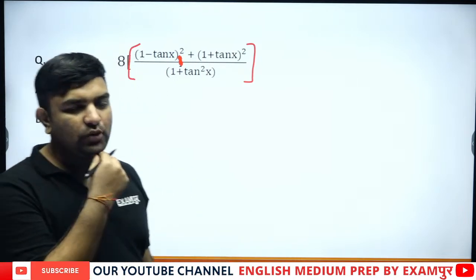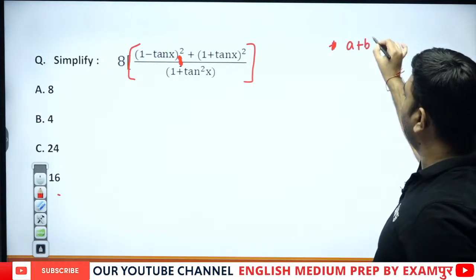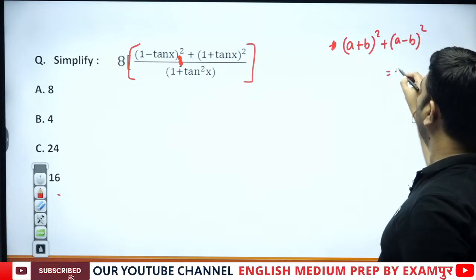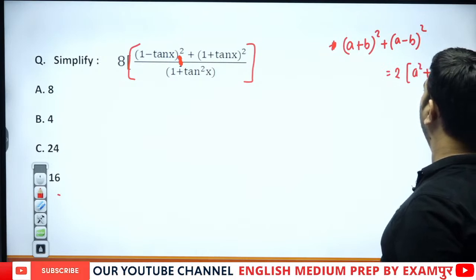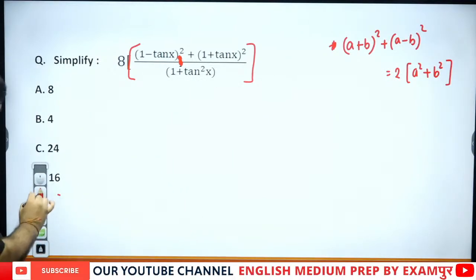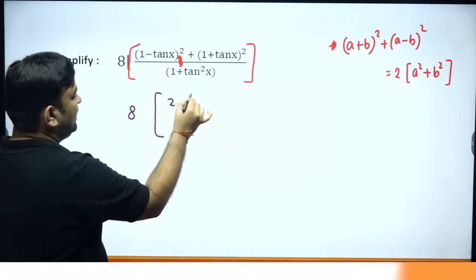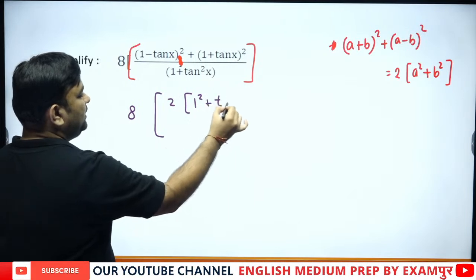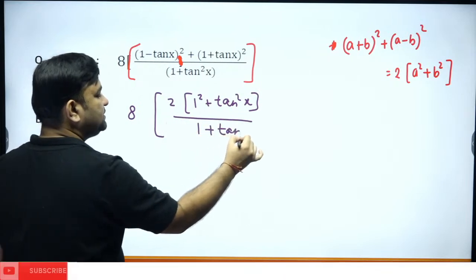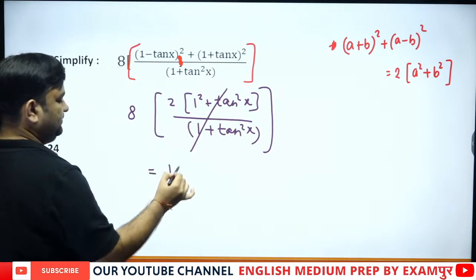What is a plus b whole square plus a minus b whole square? It is 2 times of a square plus b square. So I want you to make use of this property: 2 times of a square plus b square. If you use this property, guys, I would be the happiest person, okay? They will cancel out each other. Answer is 60.